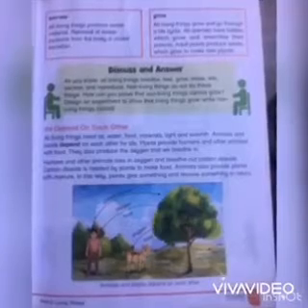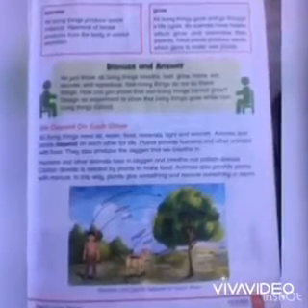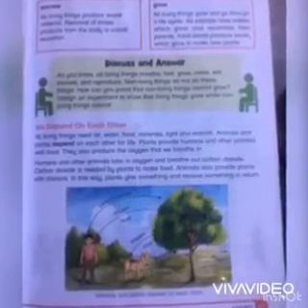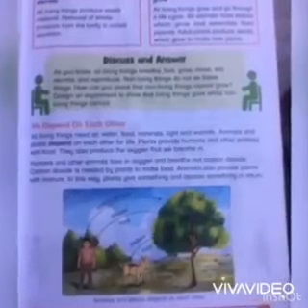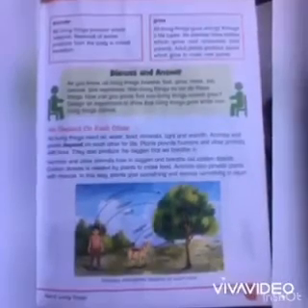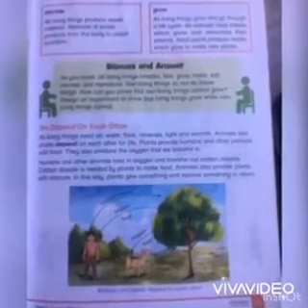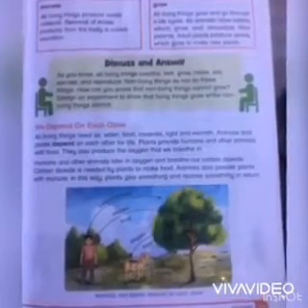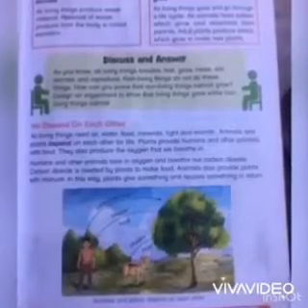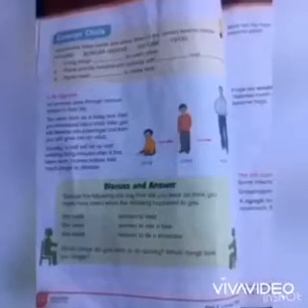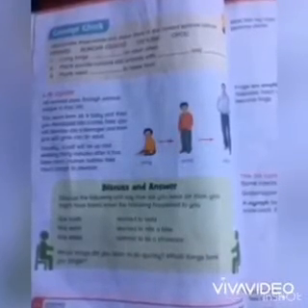Animals and plants depend on each other for life. As plants provide humans and other animals with food, they also produce the oxygen that we breathe in. Humans and other animals take in oxygen and breathe out carbon dioxide. This carbon dioxide is needed by plants to make their food.